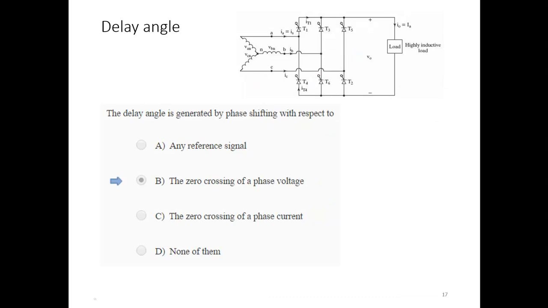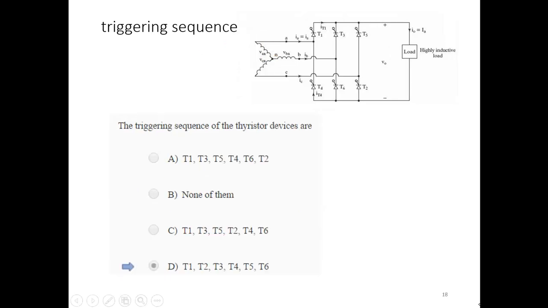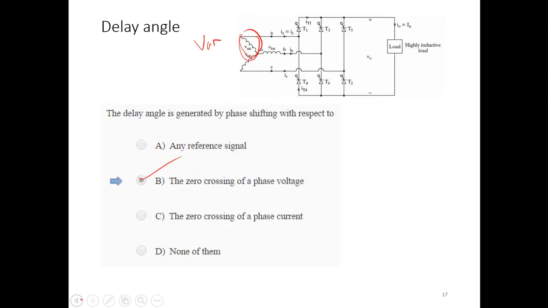The delay angle normally, what is the reference? It is the zero crossing of the phase voltage. Whatever the phase voltage you have, the delay is measured from the zero crossing of that one. Remember, the line and phase voltages are different. The phase voltage is between line A and neutral, and the line voltage is between line A and B.